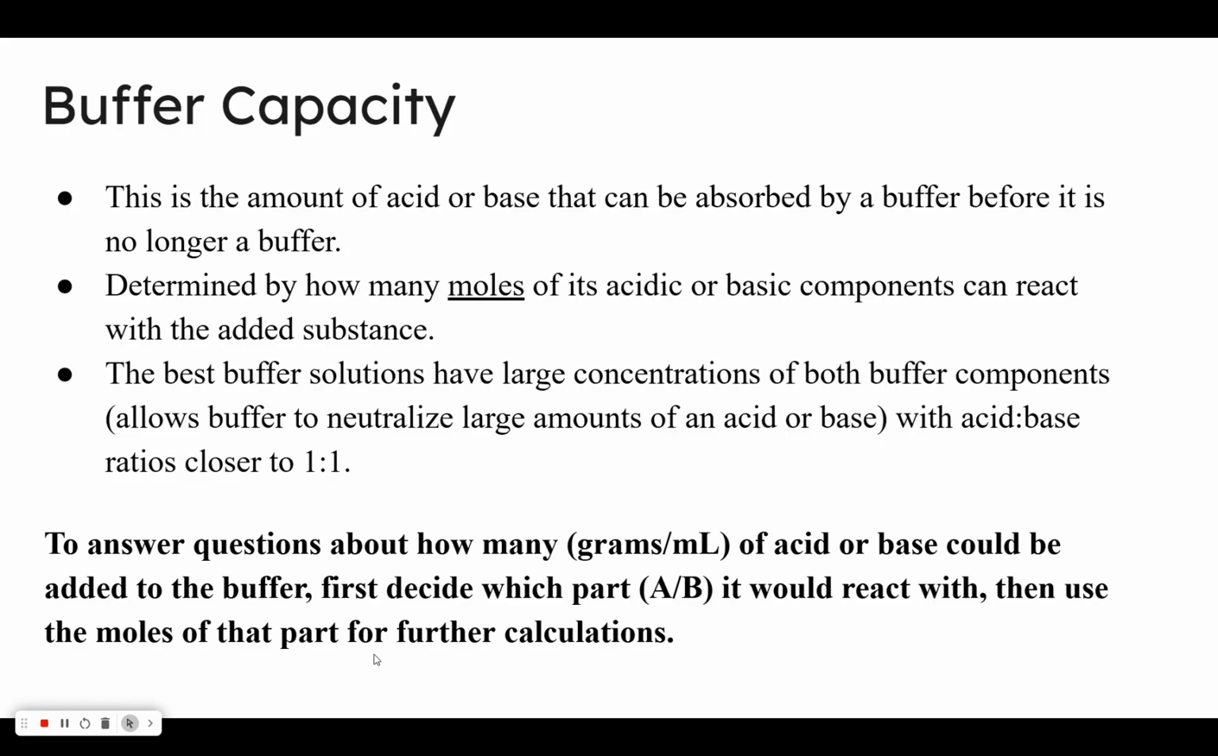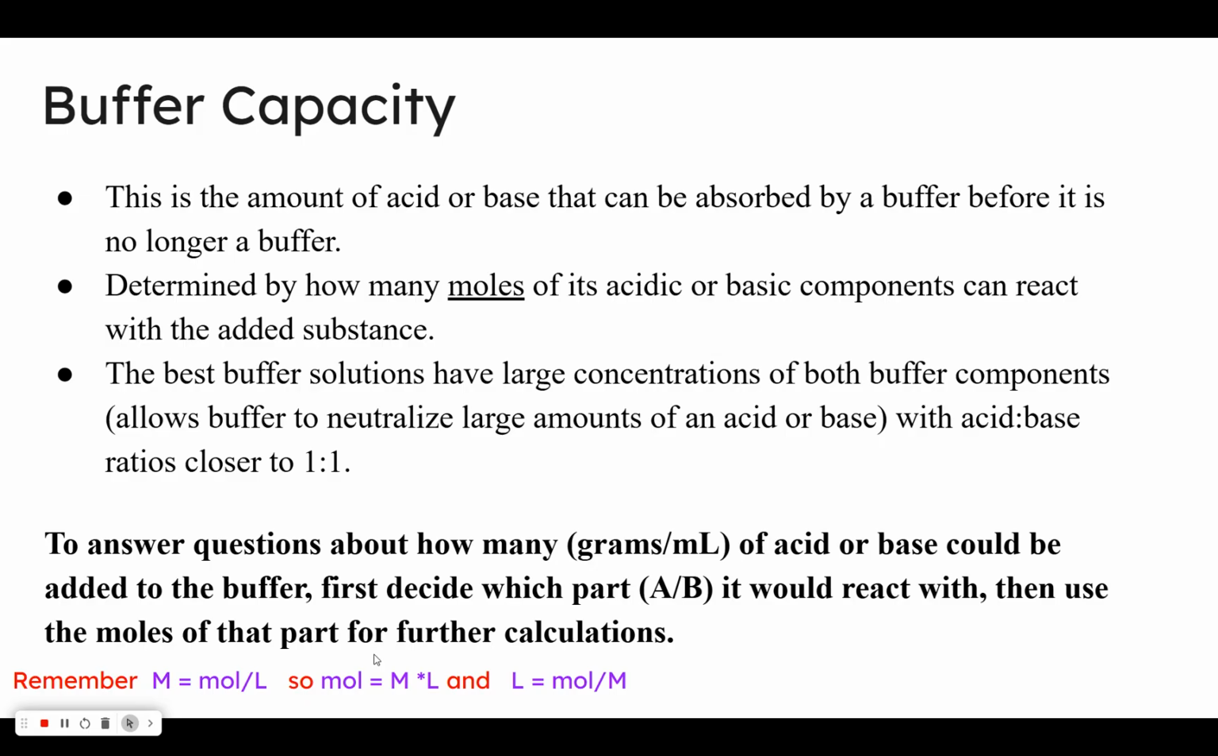So, in general, what we're going to be doing here to answer these questions that are asking us how many grams or how many milliliters of a certain substance could be added to the buffer to reach the capacity of the buffer, we first need to decide which part of the buffer it's going to react with and then use the moles of that part for further calculations. And so in general, remember, we're going to be dealing with grams or volumes of our buffer components and of these substances that the buffer is neutralizing.